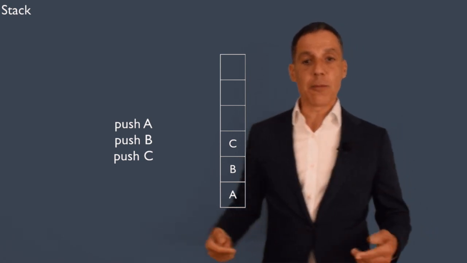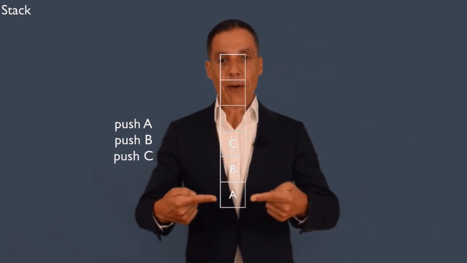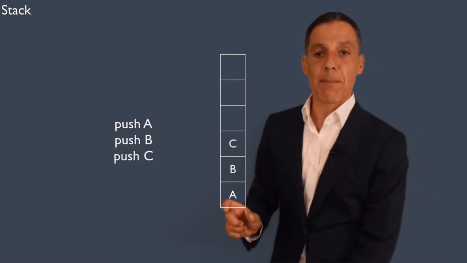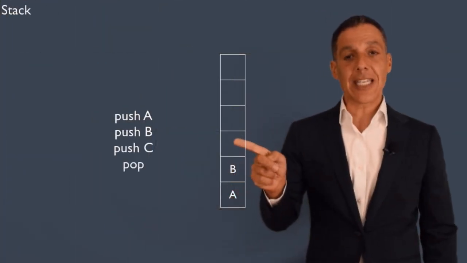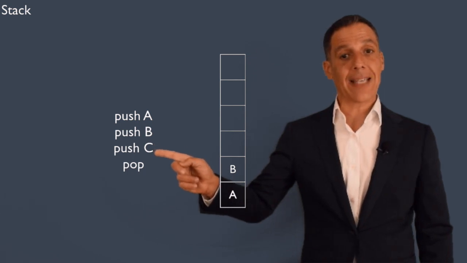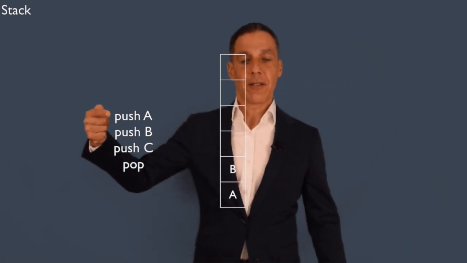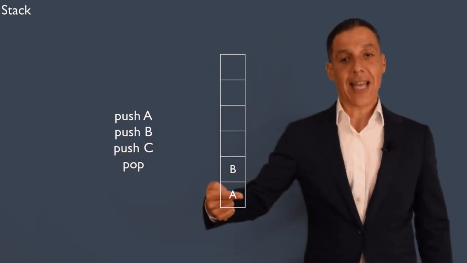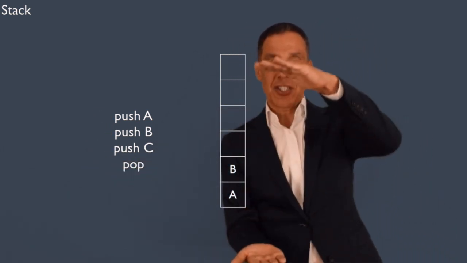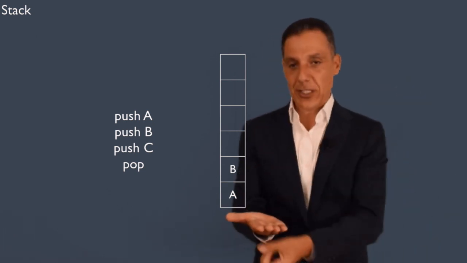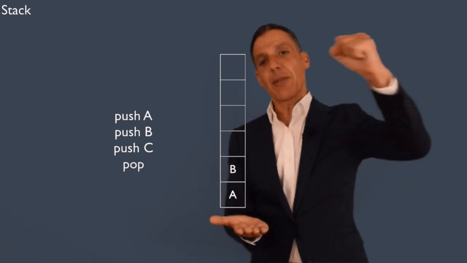But now when you pop, if it was a queue, I would pop this A right here because that was the first one in. But when I pop on a stack, the C gets popped out because that was the last one in. Okay? So first in, that's this one here, last out. So think of it as sort of a stack of dishes. I stack dish, dish, dish, dish, dish, and I want to take a dish. I don't reach to the bottom. That would be silly.